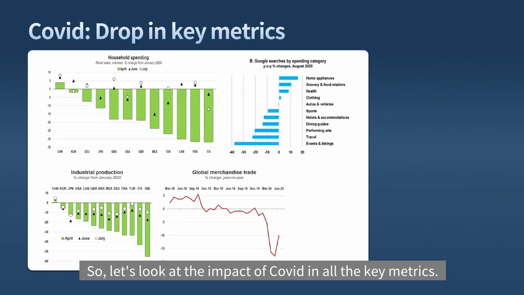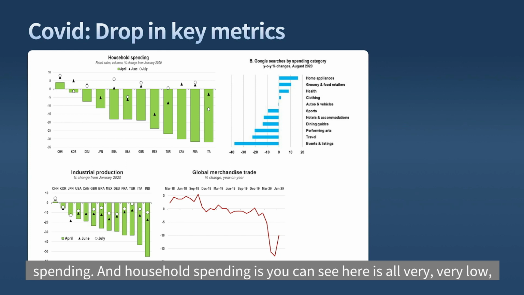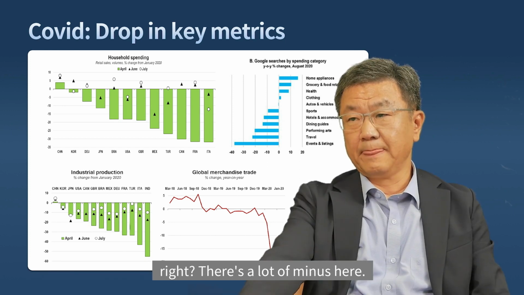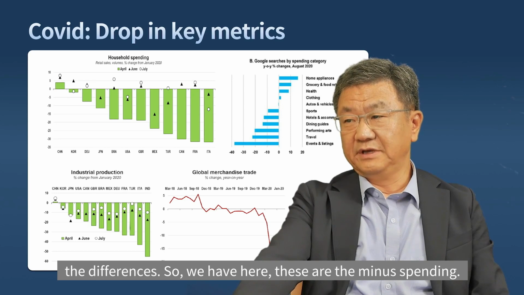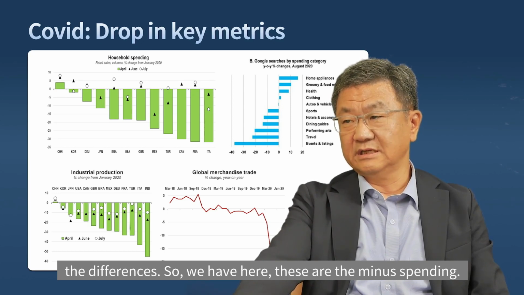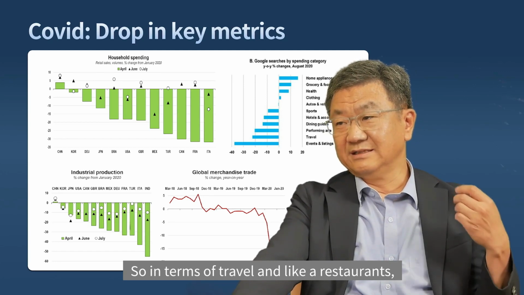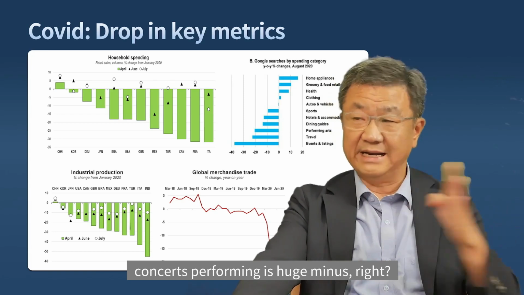So let's look at the impact of COVID in all the key metrics. If you look at the first chart here, you can see household spending. And household spending, you can see here, is all very, very low, right? There's a lot of minus here. And then also if you look at the spending differences, these are the minus spendings. In terms of travel and restaurants and concerts and performing, it's huge, it's minus, right?